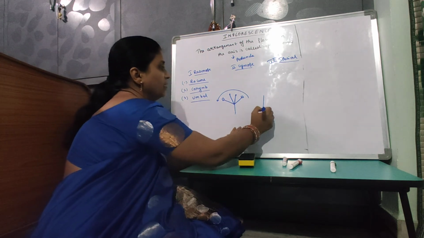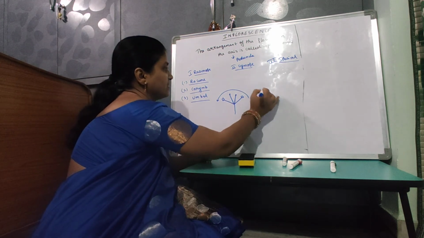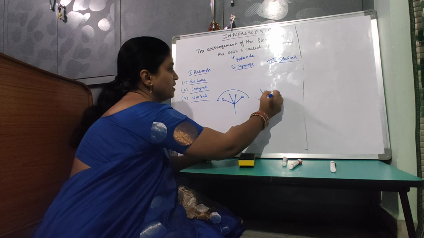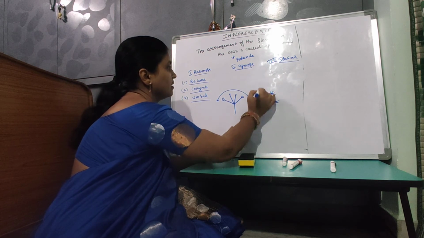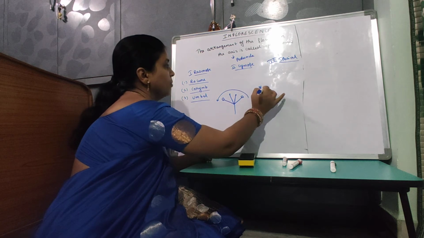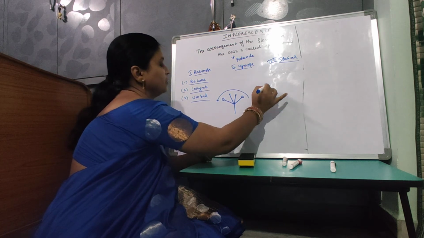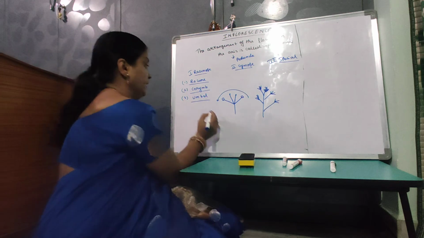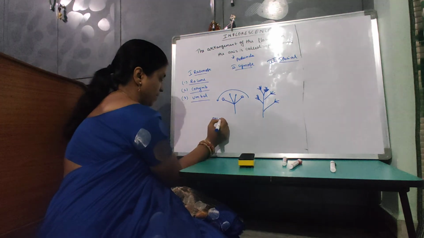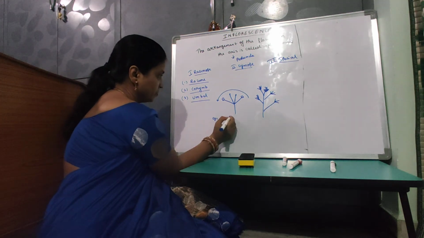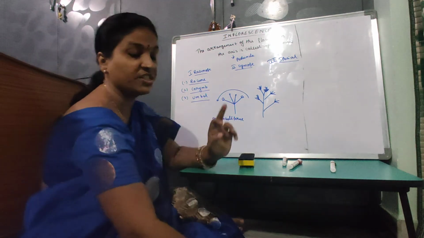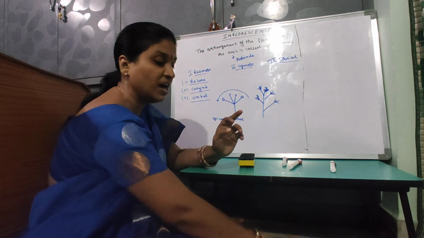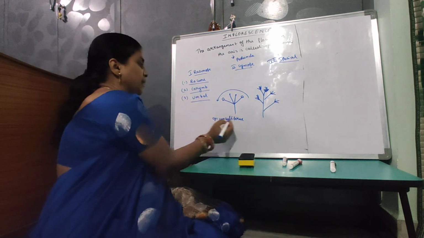Then compound umbel means branched again, like this. It will be branched like this. This is compound umbel. It is a characteristic feature of umbelliferae. Umbel is an inflorescence which is a characteristic feature of the members of umbelliferae or Apiaceae.